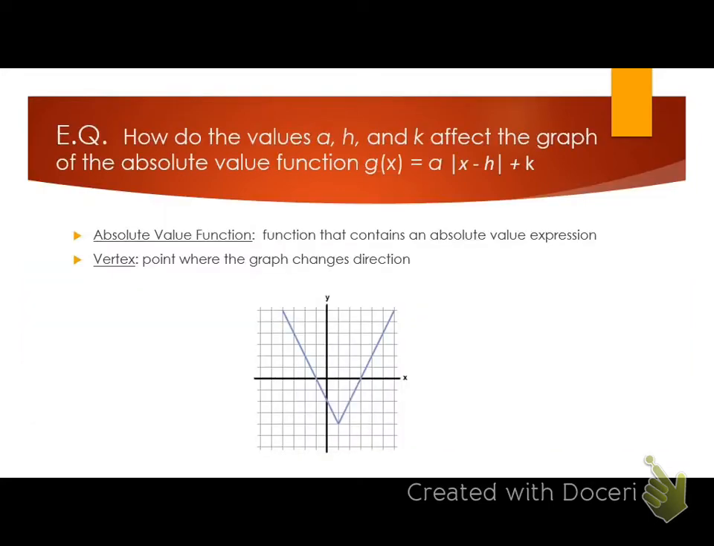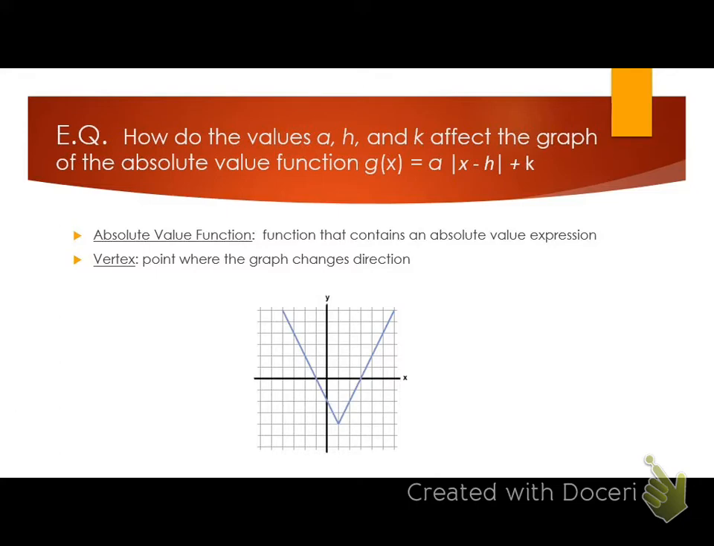And you can see in your notes, I gave you a little graph, and you can see that it is V-shaped. So the essential question: how do the values a, h, and k affect the graph of the absolute value function g of x equals a times the absolute value of x minus h plus k? If you haven't picked up on this yet, what they are going to ask us to do today is talk about transformations like we did yesterday, but transformations done to an absolute value graph.